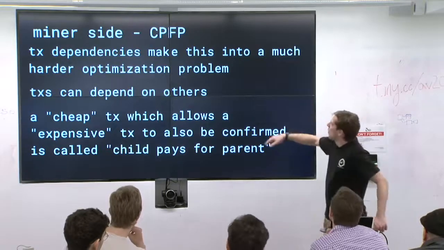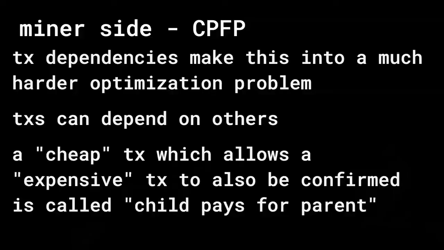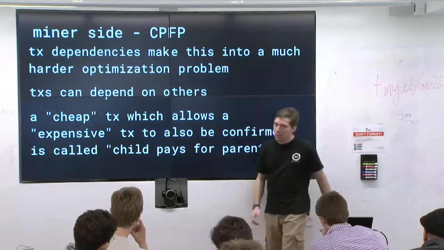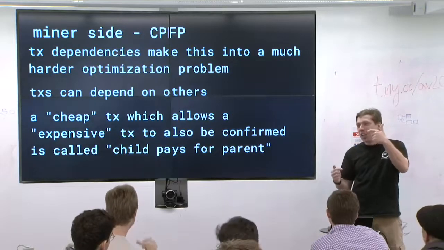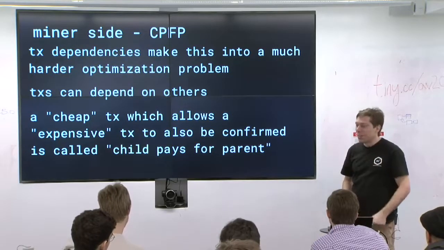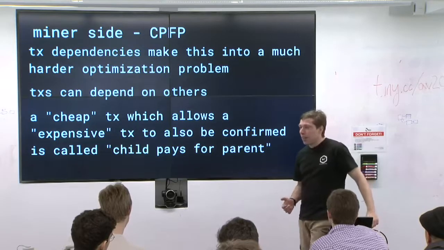So the TX dependencies make it kind of hard. A cheap transaction allows an expensive transaction to be confirmed. We call this child pays for parent, right? In a graph, you've got a child transaction, and it's essentially paying for the parent transaction by having a higher fee.